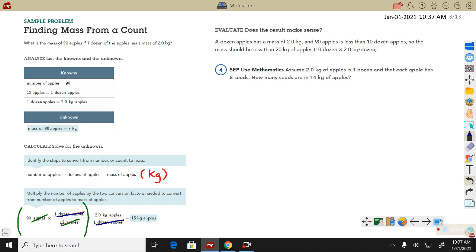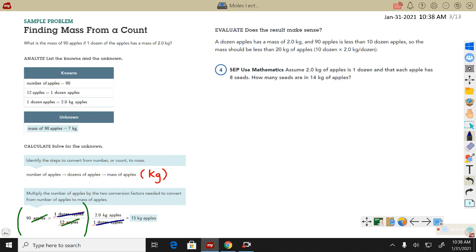So check out problem 4. Assume that 2 kilograms of apples is a dozen, and that each apple has 8 seeds. How many seeds are in 14 kilograms of apples?